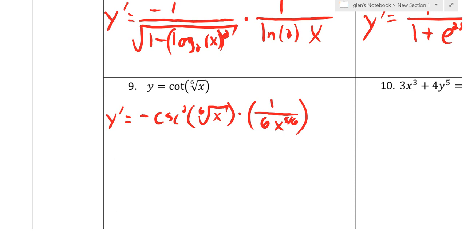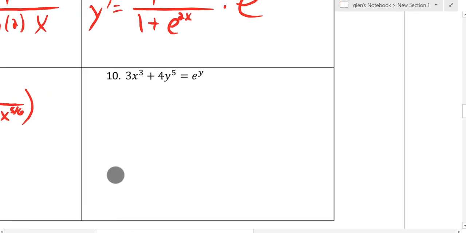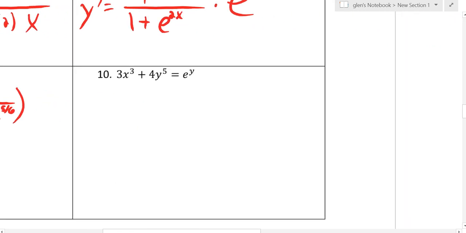Okay? Let's keep going. Number 10. Now we have y built into this stupid thing. So we're just going to derive both sides, okay? Don't make that face. This is going to be fun. Ready? The derivative of 3x cubed, this is easy, is really 9x squared. And we're technically multiplying that by a 1, because that's the derivative of x, okay? So I'm not going to write that, but there's a times a 1 there.